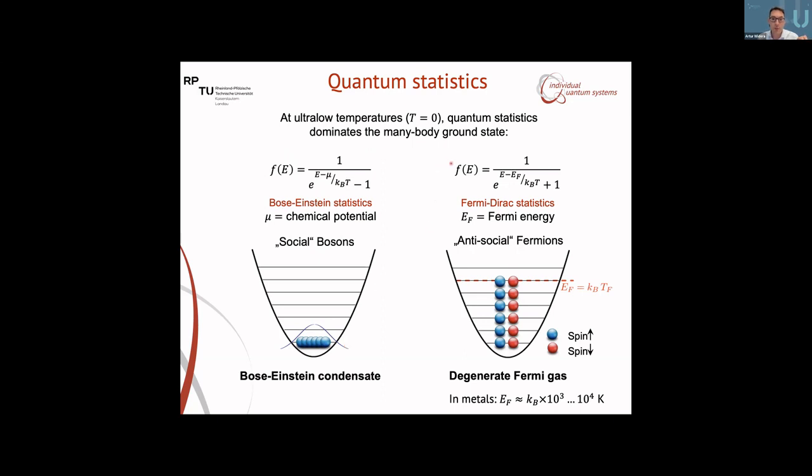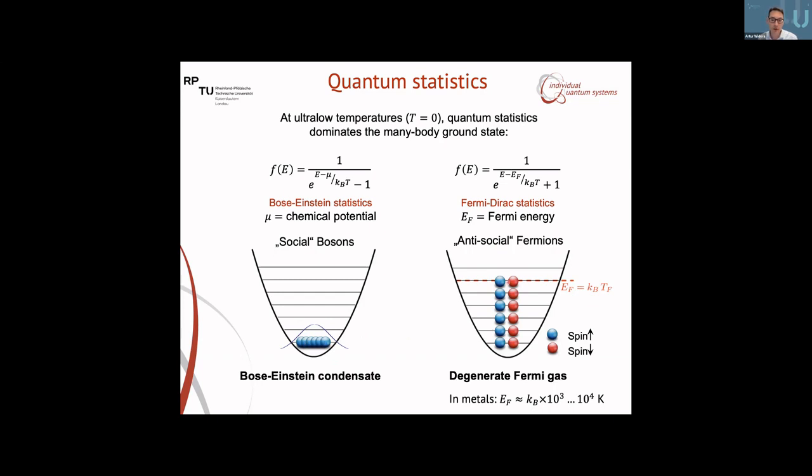For fermions, or particles with half-integer spin, the Fermi-Dirac statistics is the right one. And here the particles form a Fermi sea due to the Pauli principle and fill up all the energy levels up to the Fermi energy. And importantly, if you compare the energies of those two many-body systems at exactly the same temperature, so at zero temperature or very close to zero temperature, the energies are markedly different. So for the Bose-Einstein condensate, you have essentially the ground state energy of your trap.